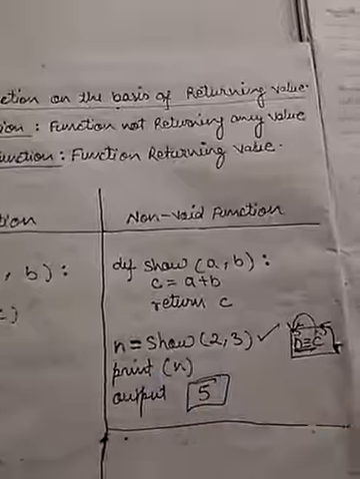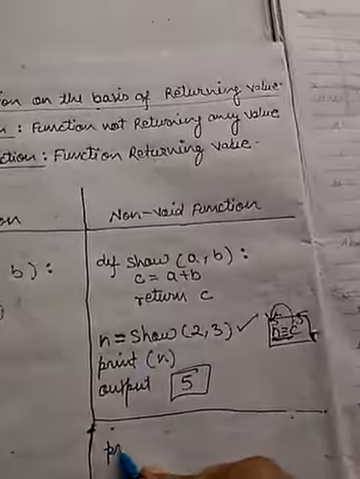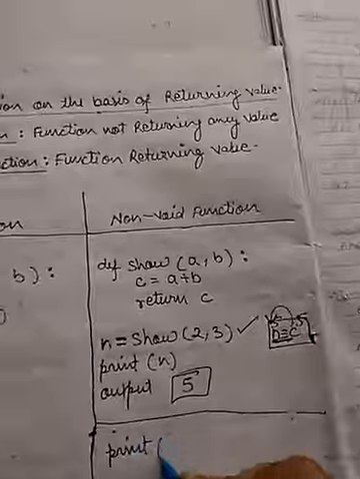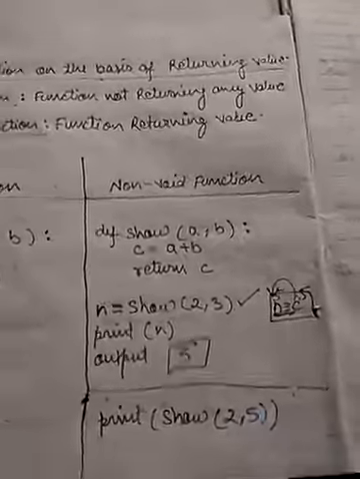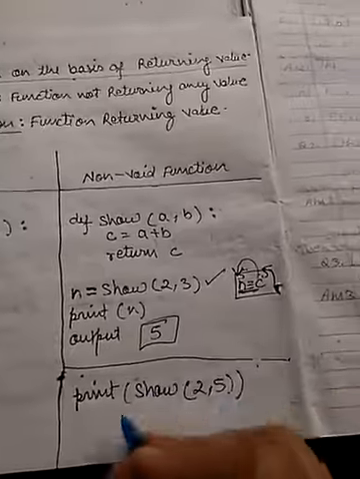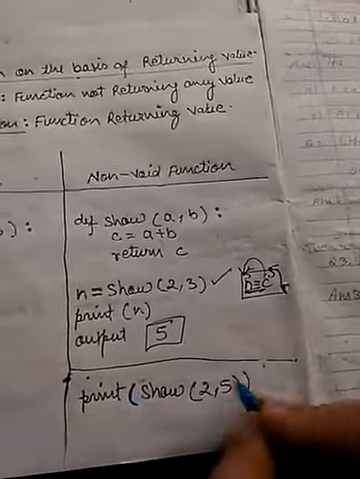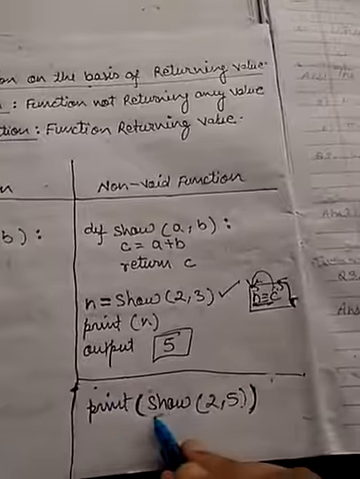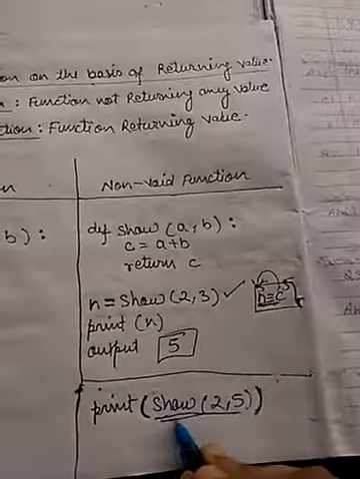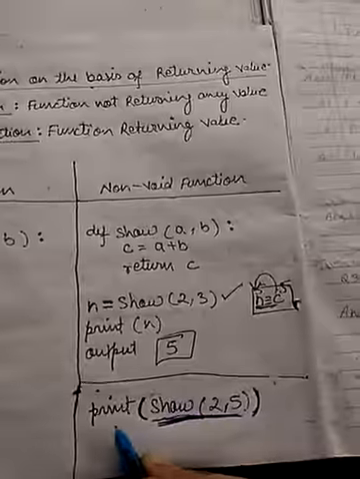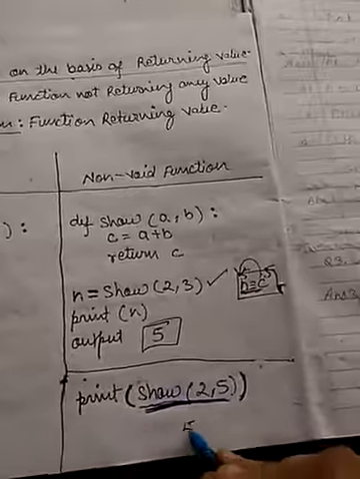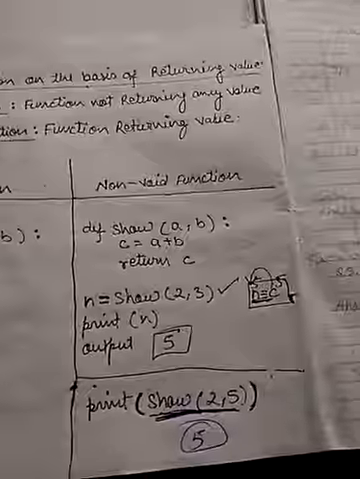You can directly write this statement, print show 2 comma 5. Now again you will get the answer 5. Why? Because here look at this print statement. It means we are showing whatever value is returned by this statement, that will be printed. So you will get 5.